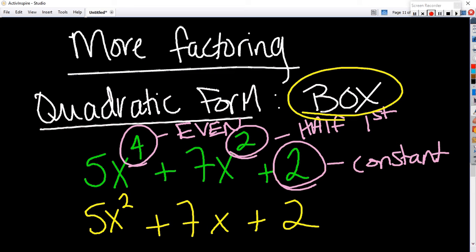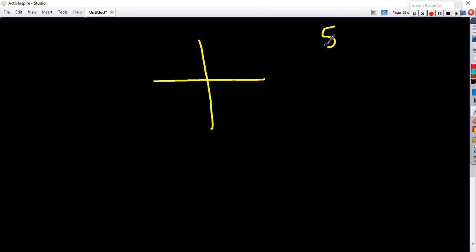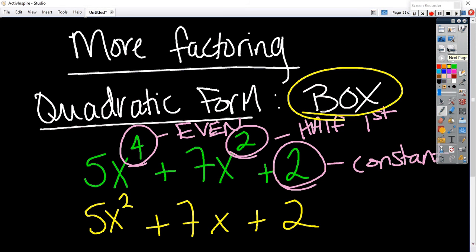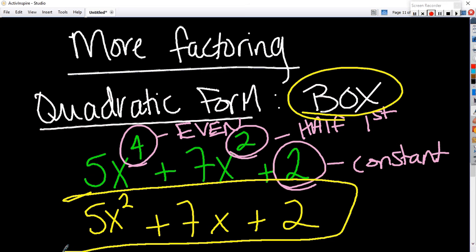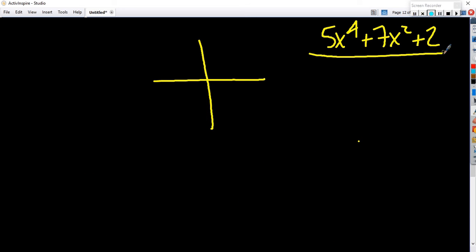All right, so let's put this one in the box. I've got 5x to the fourth plus 7x squared plus 2. I was just saying we've already done ones that look like that, and that's still quadratic form. The middle term has an imaginary 1 in front of it, so that's 7. The difference now is, notice the exponents. But I'm going to put it in the box and go through the exact same process I went through before. So first term, first box. Last term, last box.